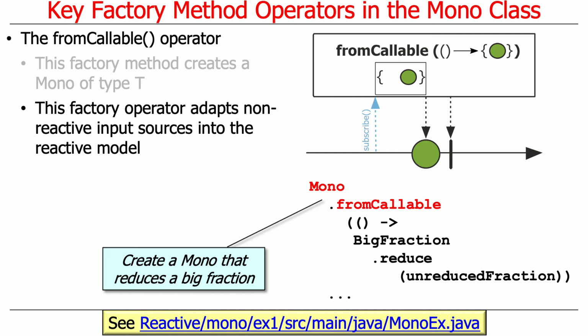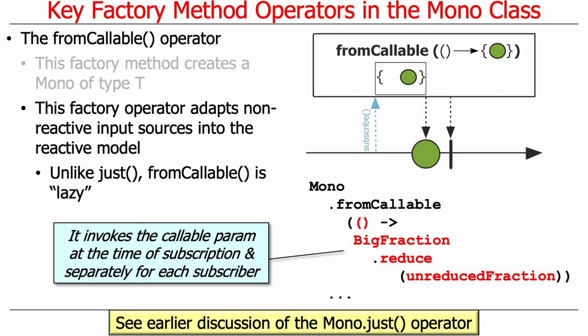Once again, fromCallable is a factory method that will adapt non-reactive input sources into the reactive model. So here we've got an example where we're going to use fromCallable to reduce a big fraction. And it looks similar at first to what we saw before with just. The difference is that fromCallable is lazy. And what that means is that every time it's invoked, it will go ahead and call the callable parameter at runtime, and you could get different results for each subscriber.